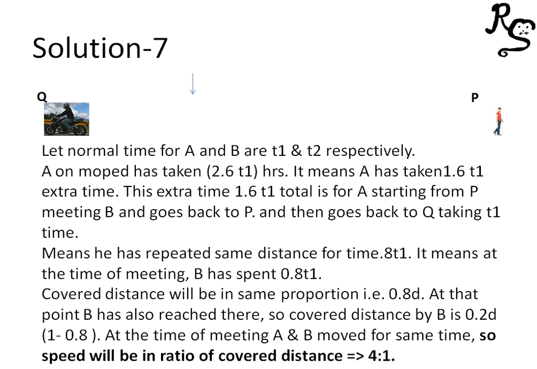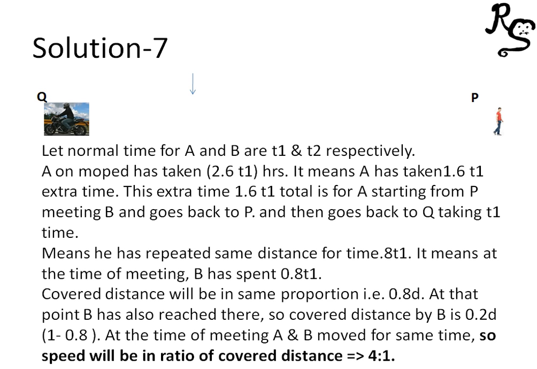So at the point of meeting on the arrow, A must have covered 80%, 0.8 D, of the total distance D, while B, starting from Q and having reached the arrow, must have covered the remaining distance, that is 0.2 D.